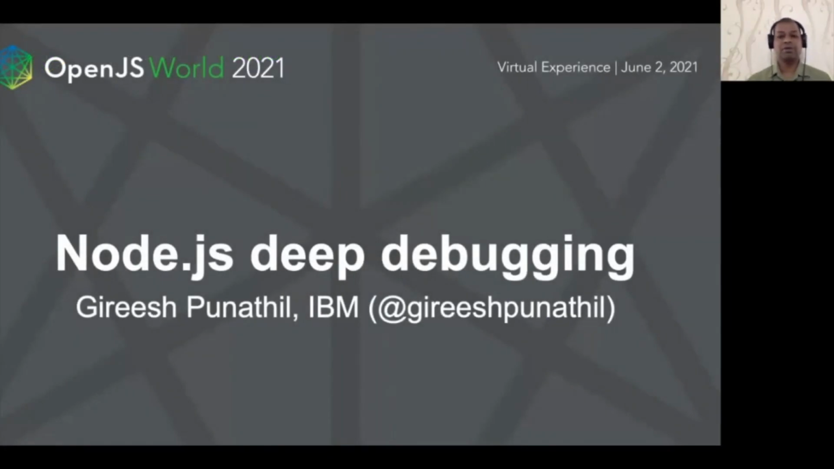Before we talk about what this session is all about, what are the stated purpose and the expected outcome, let me provide a brief intro. Myself, Girish Punatil, I work for IBM. I'm an architect with a team called IBM Runtimes that's responsible for developing and supporting language runtimes such as Java and Node.js. I'm also a member of the Node.js Technical Steering Committee and the Diagnostic Working Group.